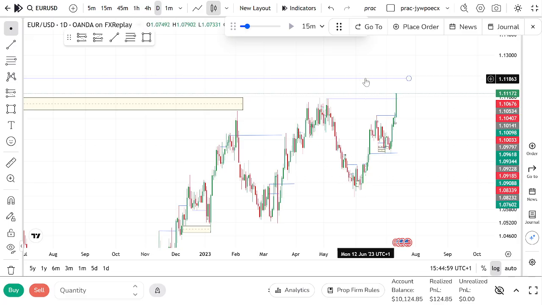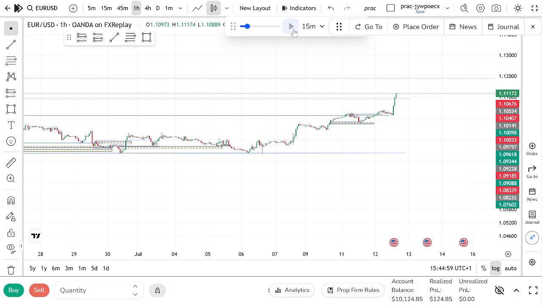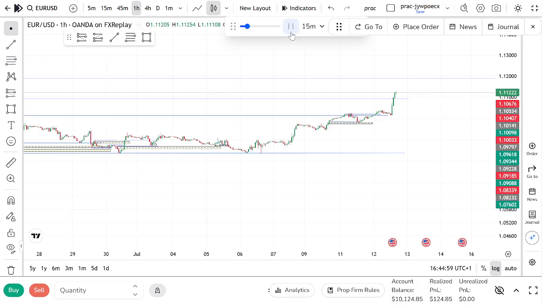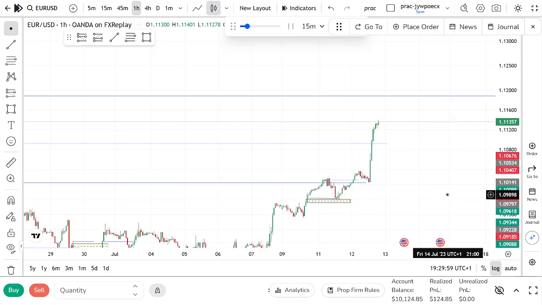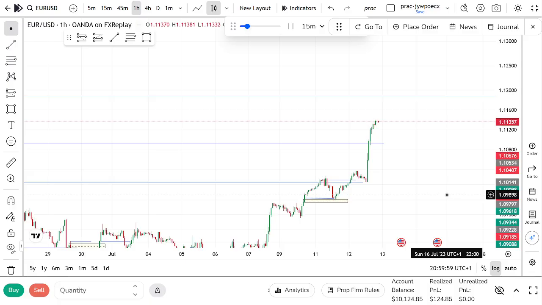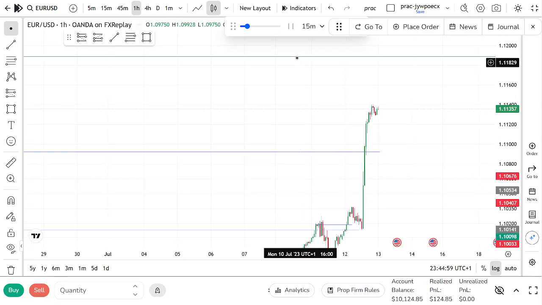Now let us see. This is our major draw on liquidity. This is our primary draw on liquidity. Price has already reached there. Let's see if it can give us something short, just like I did here, something short to give us a sale. Let's play price and see if it will give us before going to the major high. It's going to give us a sale.